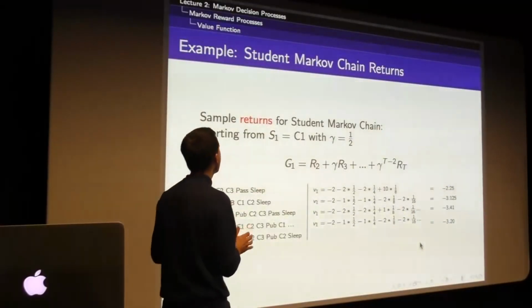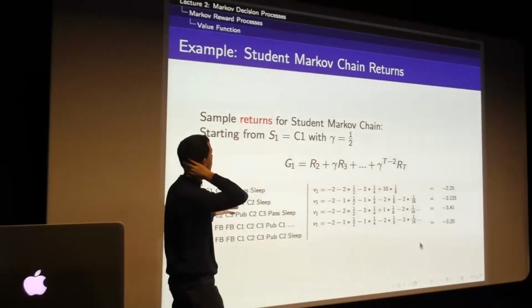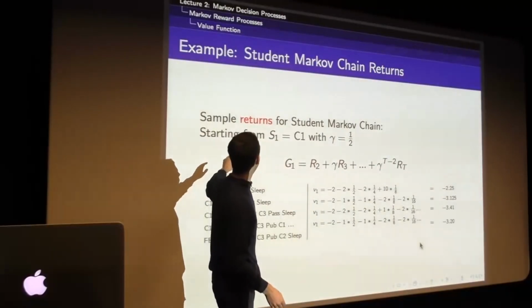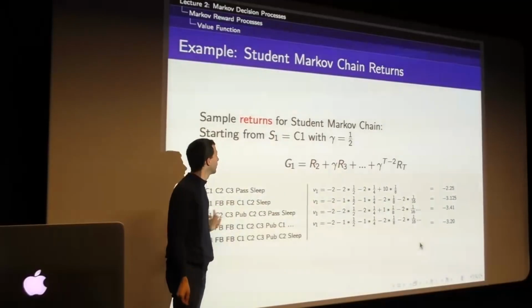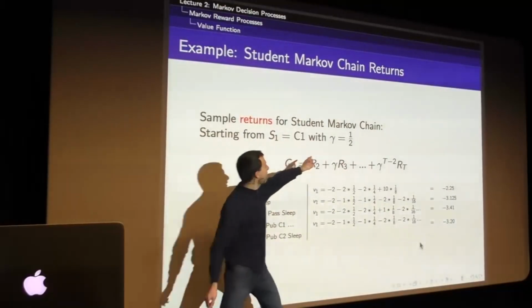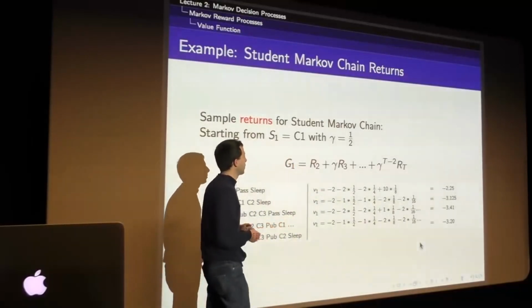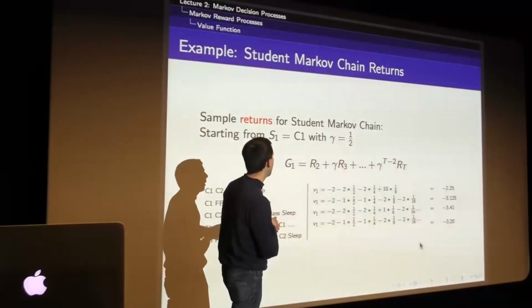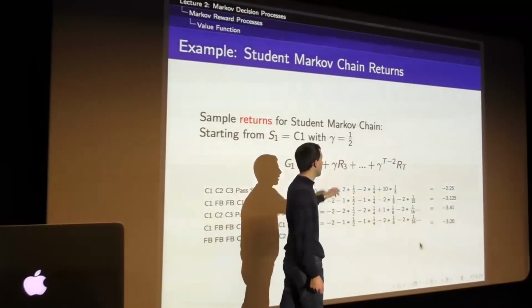Okay, so let's get concrete again. Let's go back to the student Markov chain, actually the student Markov reward process. We're going to sample returns now. So again, we're going to look at these samples of this process that we've taken. And we're going to consider a discount factor of gamma equals 0.5. So we basically halve the amount that we care about getting rewards at every step. And so this is the definition of our return, with gamma instantiated with a half.